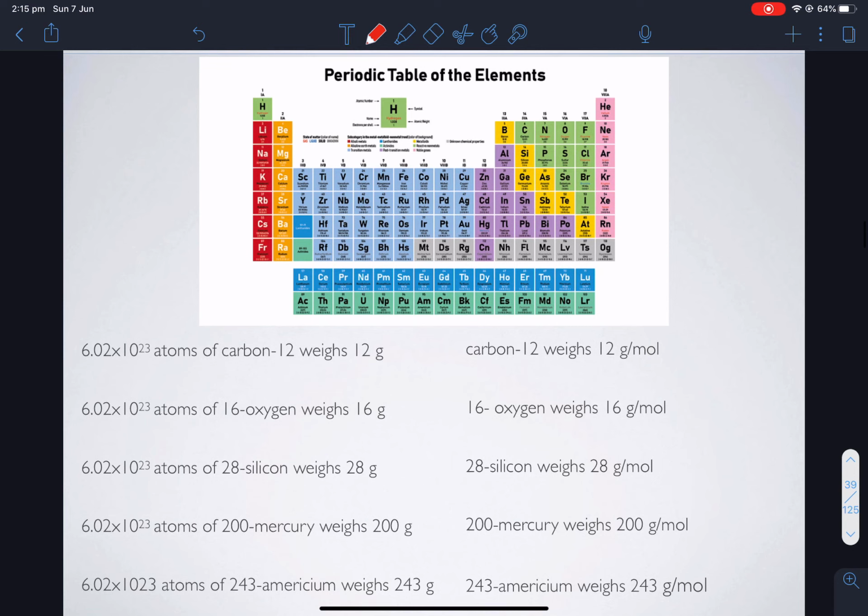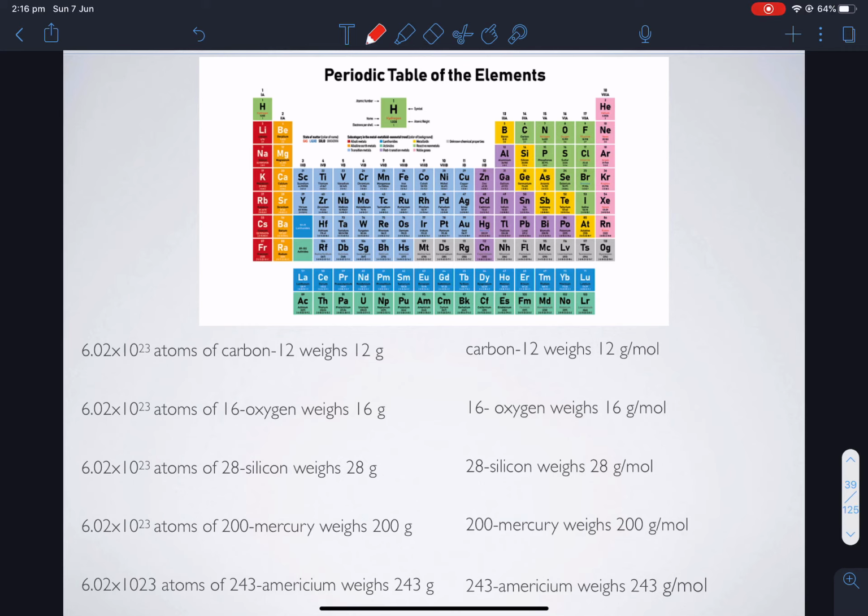Okay, so if we look at the periodic table, there's a lot of info here, and the masses on there are given in grams per mole. I know earlier we talked about atomic mass units and all that kind of stuff, but from now on, I want you to think of these mass units given on the periodic table as grams per mole. It's telling you 1 mole of this atom would weigh this amount. So 6.02 times 10 to the 23 atoms of carbon-12 weighs 12 grams, or carbon-12 weighs 12 grams per mole.